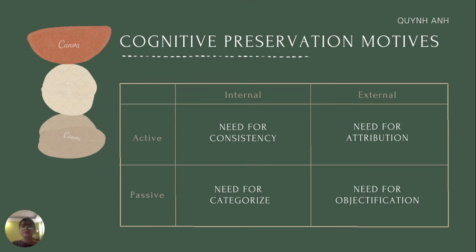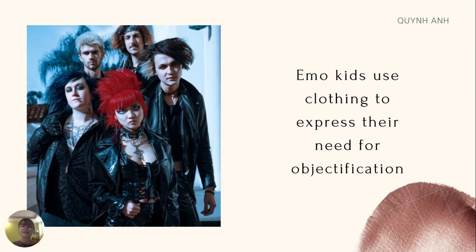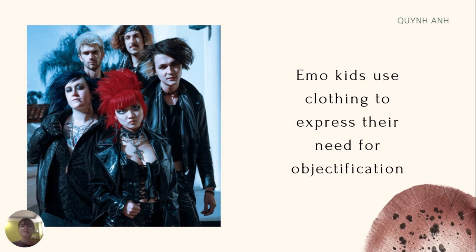The final factor for cognitive preservation motives is the need for objectification, which is a passive and external motive. This motivation represents customers' desire for observable clues or symbols that allow them to infer what they feel and know. Emo kids, for example, typically wear gloomy, one-of-a-kind designs on their clothing to reflect their dark side.